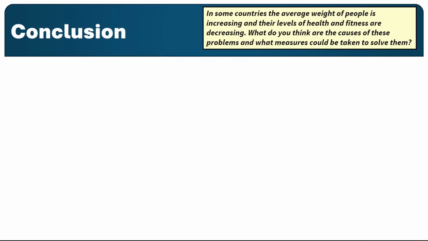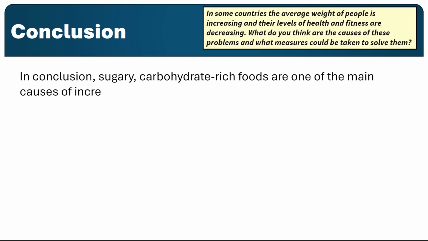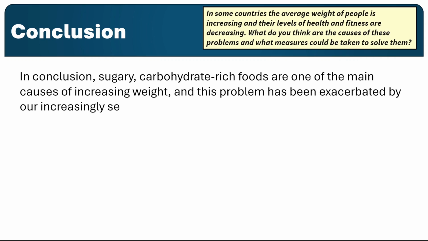And a short conclusion. You don't need to go into a long conclusion here. You just need to summarize the causes of the problem and your possible solutions. So here's what I would write for the conclusion. "In conclusion, sugary, carbohydrate-rich foods are one of the main causes of increasing weight, and this problem has been exacerbated by our increasingly sedentary lifestyle." So that summarizes the causes of the problem. So carbohydrate-rich foods, the problem's been exacerbated. That means made much worse by our sedentary lifestyle.